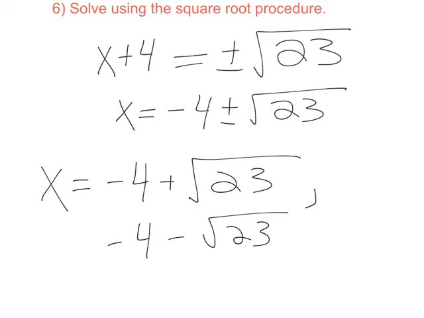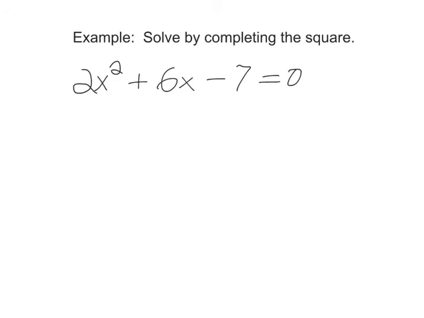One that's a little bit more complicated that will involve us having to get a few fractions within the problem. Okay, so this is the one we're going to work on. 2x squared plus 6x minus 7 equals 0.